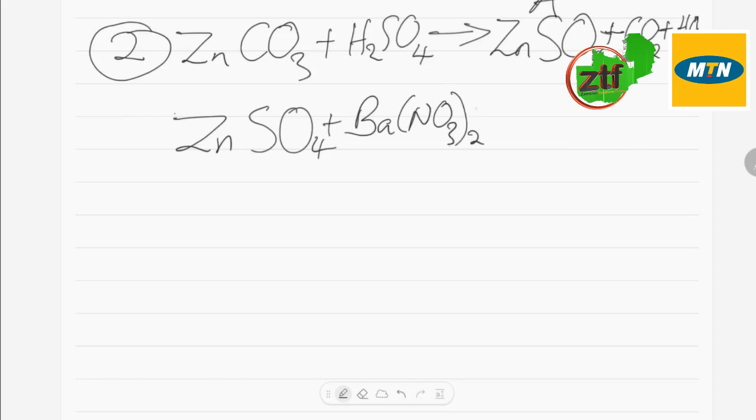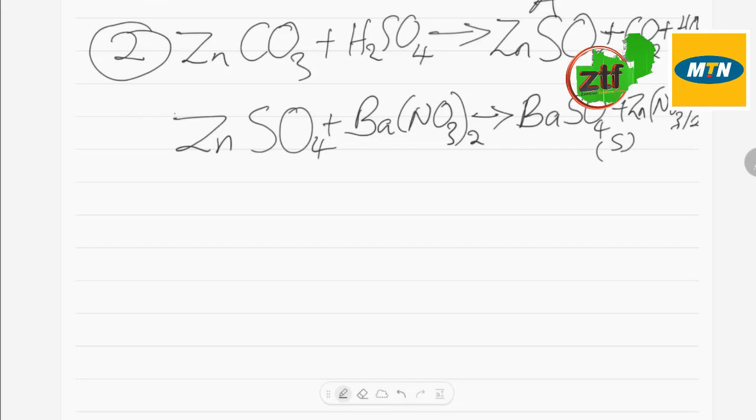When zinc sulfate is reacted with acidified barium nitrate, we form 2 salts. We're going to form barium sulfate, a solid, which is a precipitate in this case. We're also going to form zinc nitrate. Okay, there's a 2 there. I hope you're able to see it.